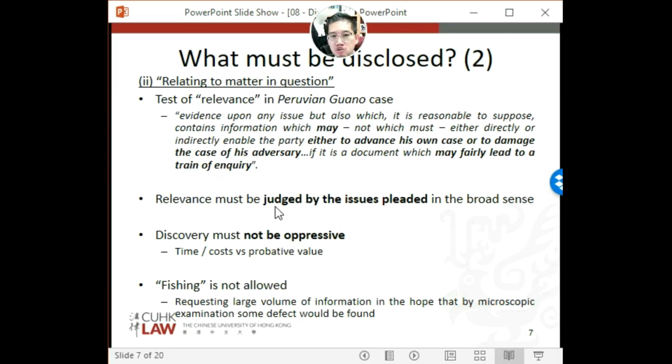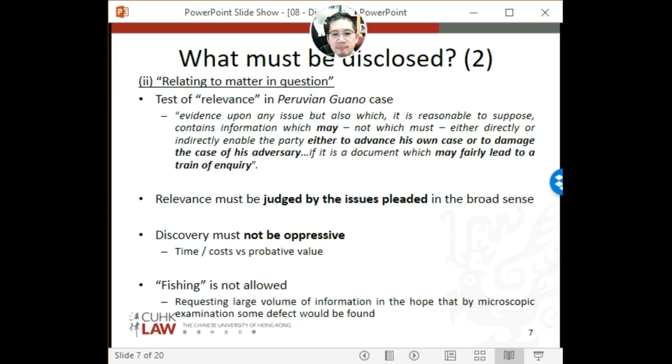Relevance is judged by the issues pleaded. That's why pleadings are very important. They define what the facts in issue are. Based on that, we conduct discovery, and the court determines what is relevant and what is not relevant.